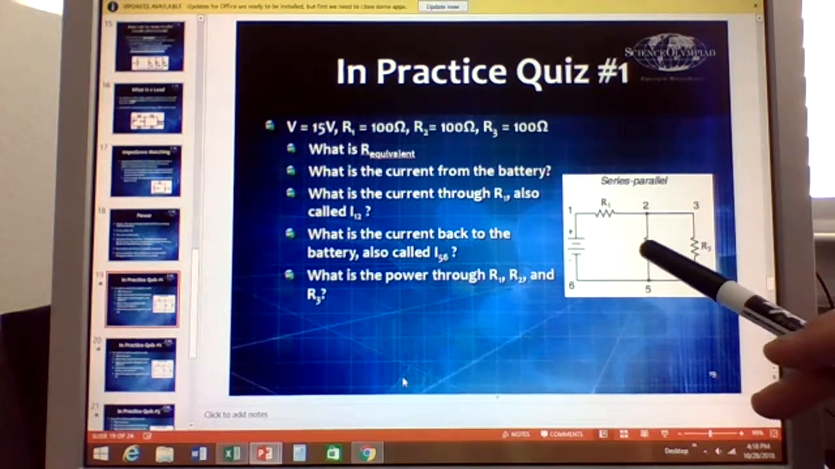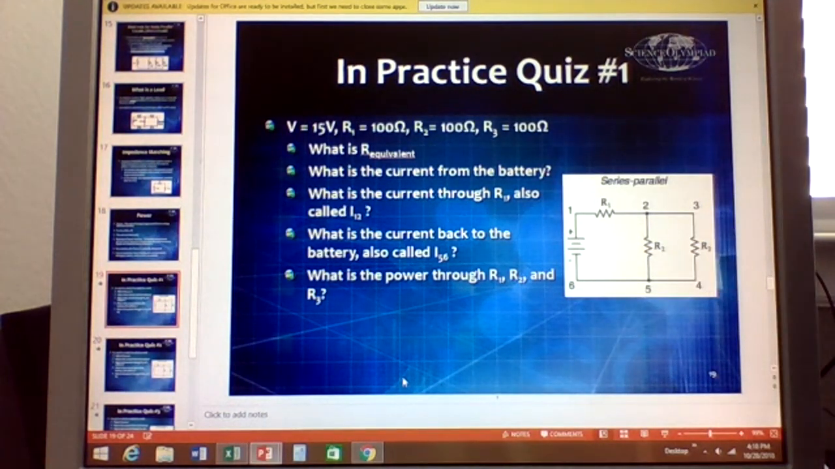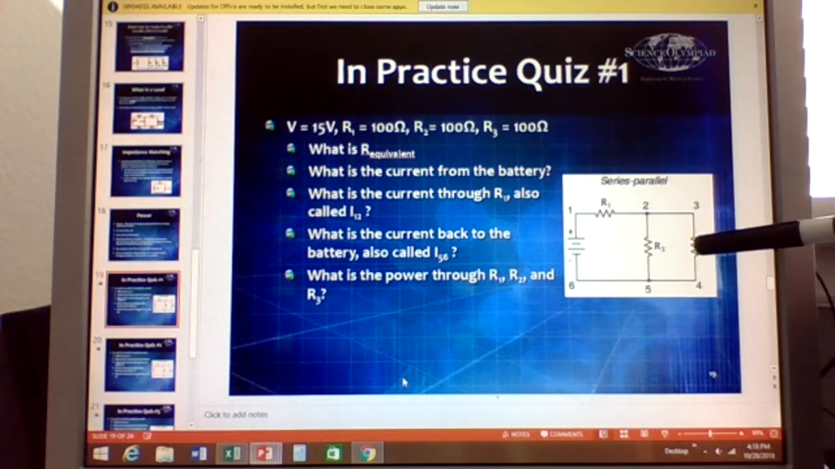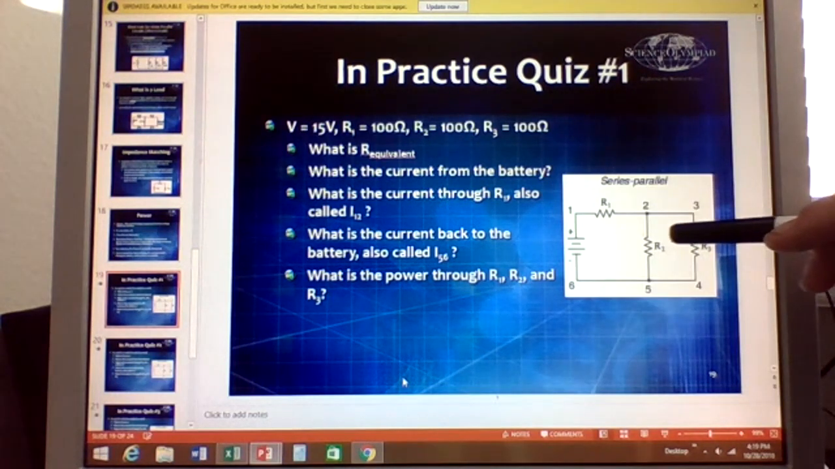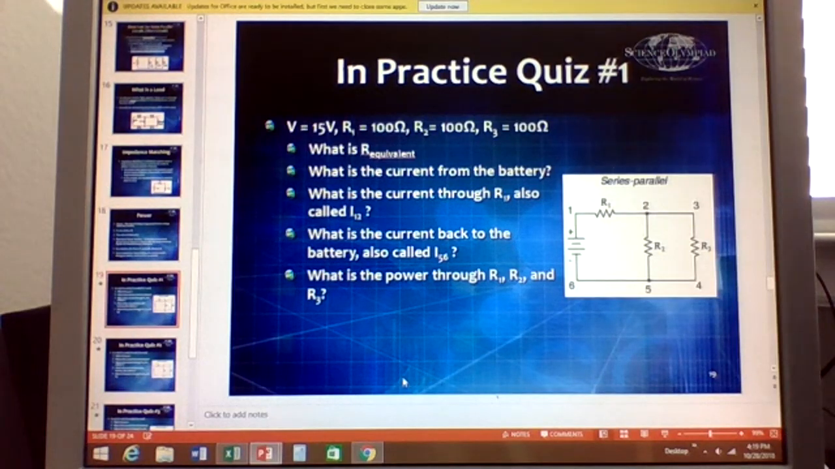So 100 ohms and 100 ohms in parallel is equal to what? You should be able to do this without a calculator. 50 ohms, that is correct. So 50 ohms. And now I've got 100 ohms and 50 ohms. What's that in series? 150, that's correct. Now you notice we did that without a calculator.